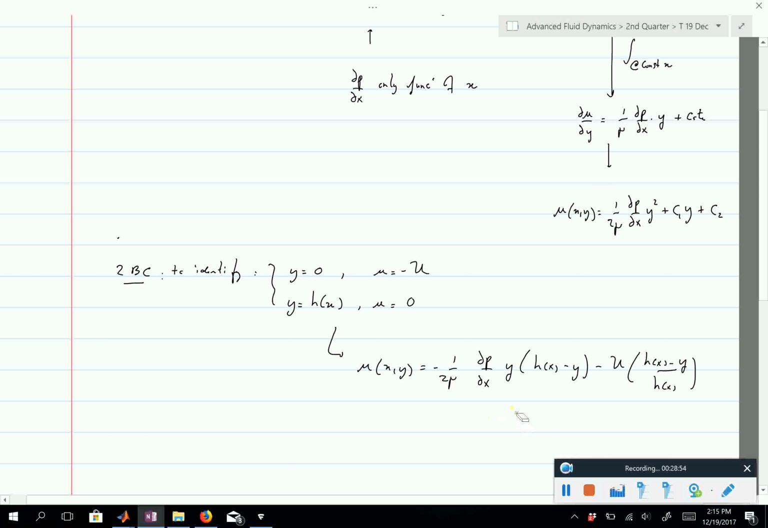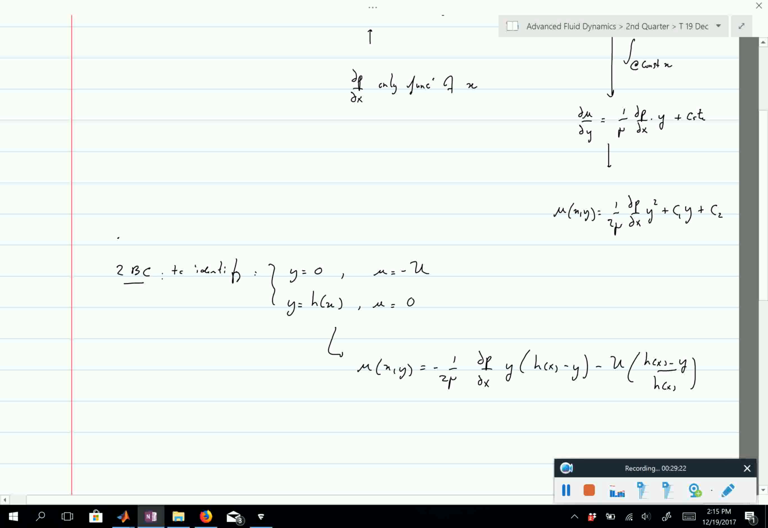And then we check that at y equals 0. So when y is equal to 0, this whole term is equal to 0. And this term here will be equal to minus u times h divided by h, so minus u. So this is fine. And then we check that at y is equal to h, we have u equals 0. So at y is equal to h, this term here is equal to 0. So this whole term here is equal to 0, and that term here is also equal to 0. So the velocity is equal to 0.